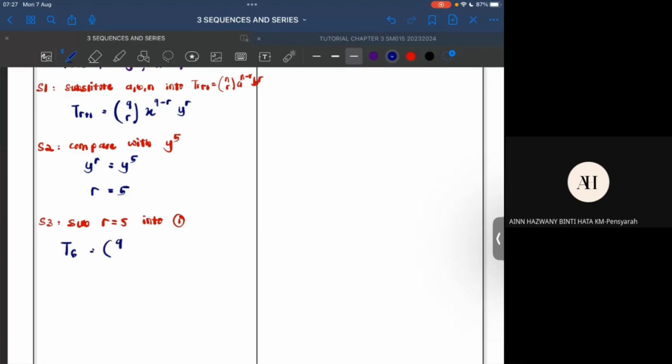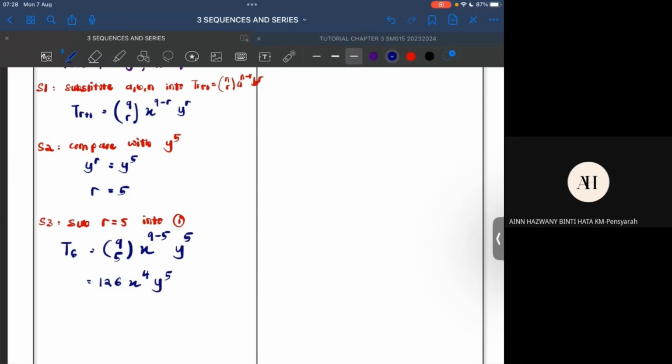So 9, 6. X 9 minus 6. 5. R kita 5. R kita 5 sahaja, term dia ialah R plus 1. So dia jadi 6. So 9 minus 5 X 5. So which is, tekan calculator, 9C5, you supposedly get 126. X to the power of 4. Y, sini Y. Y to the power of 5.